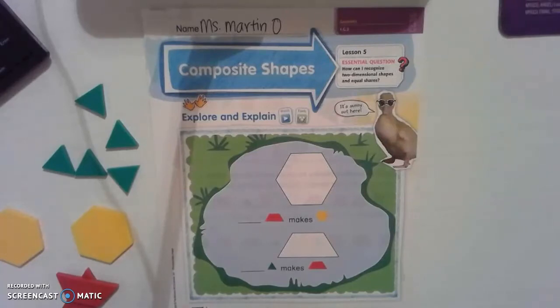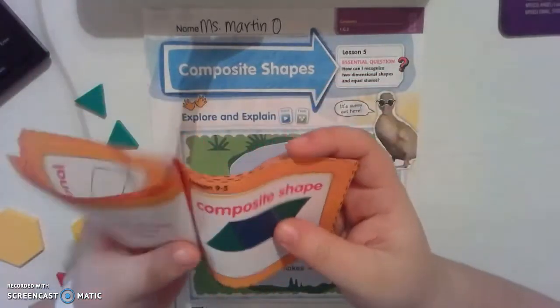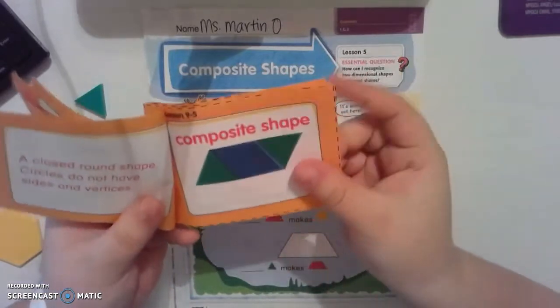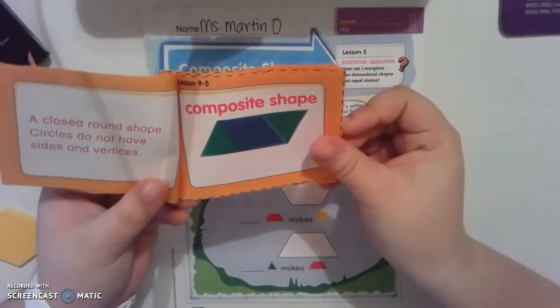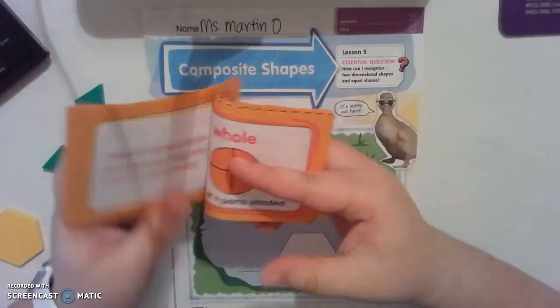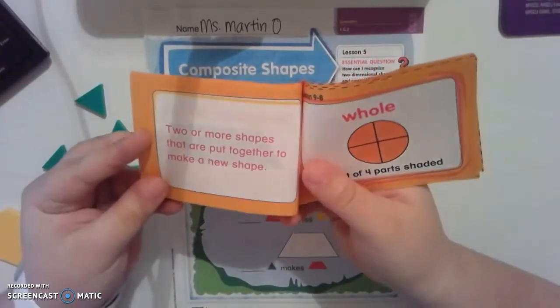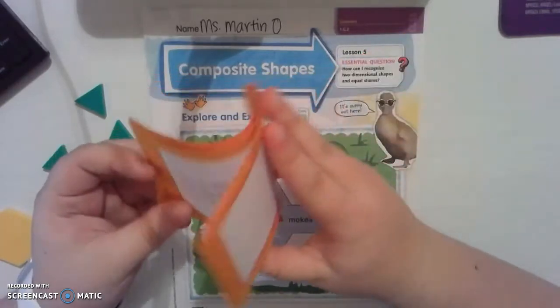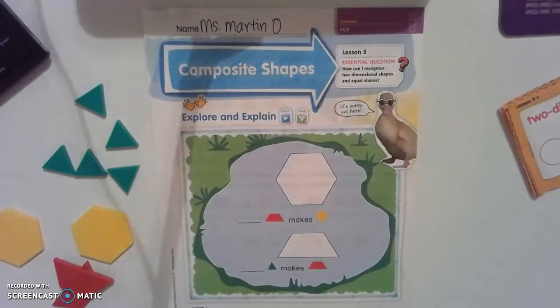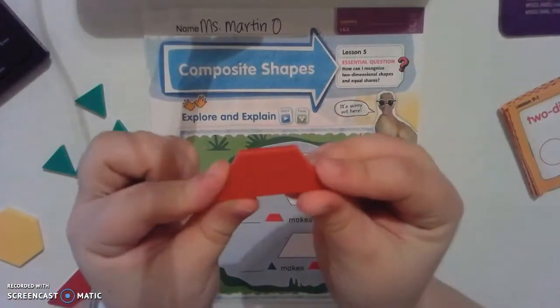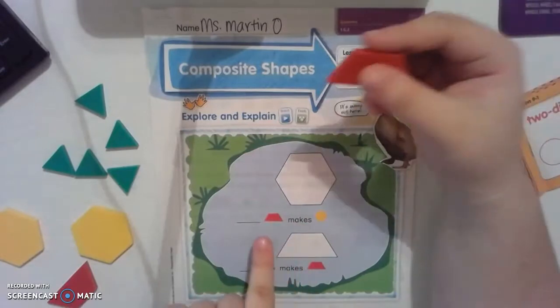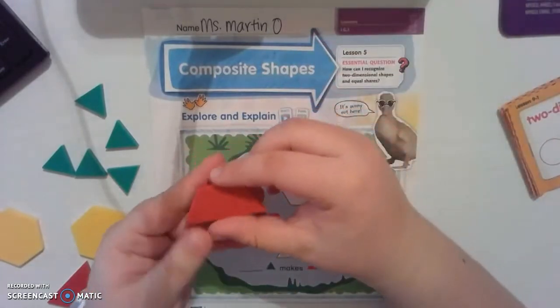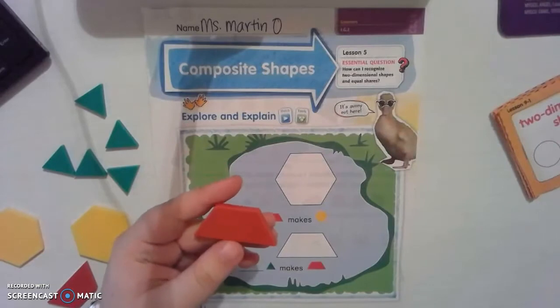So we're going to open up our vocabulary book to where it says lesson 9-5, composite shape, and then turn it. Okay, a composite shape is two or more shapes that are put together to make a new shape. So a composite shape is two or more shapes put together to make one shape. They want us to use this shape right here to see how many of these shapes it takes to make a hexagon. Let's go ahead and try that.